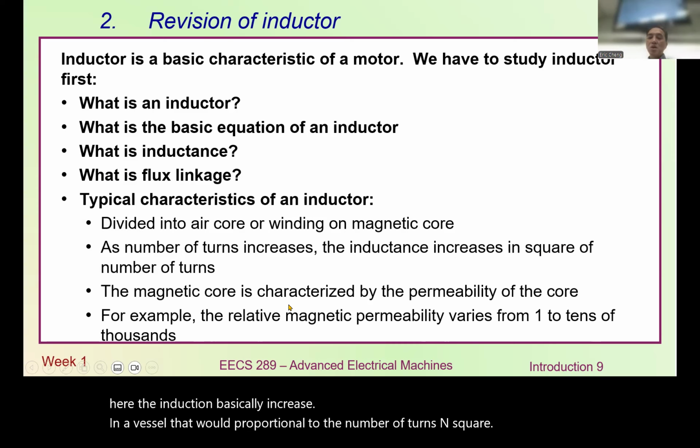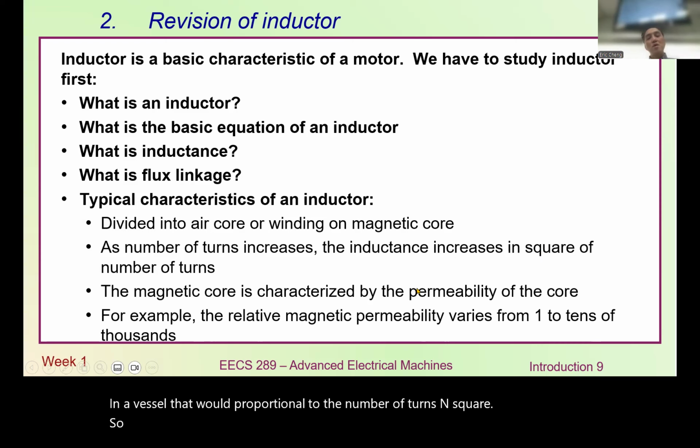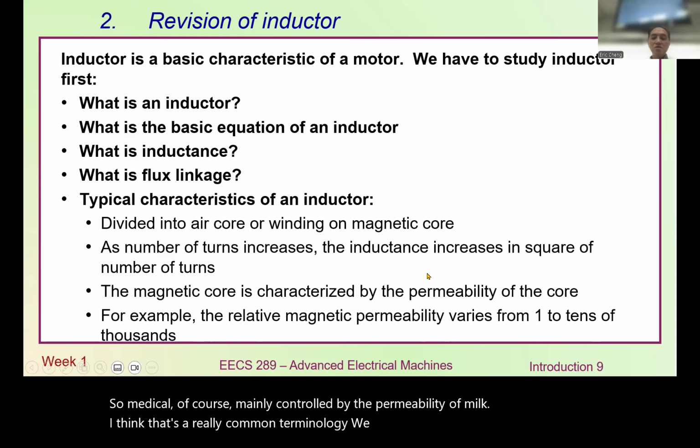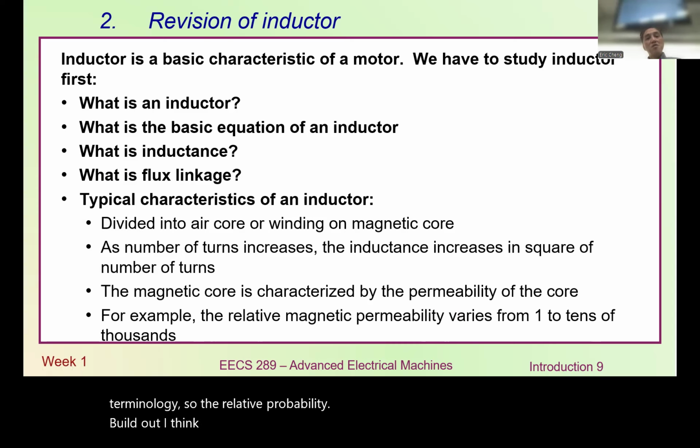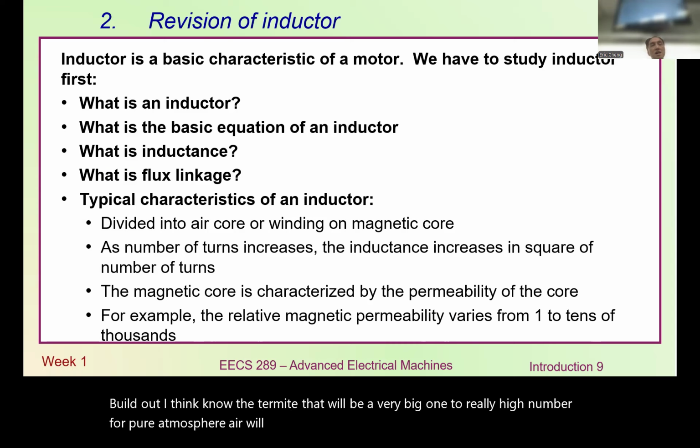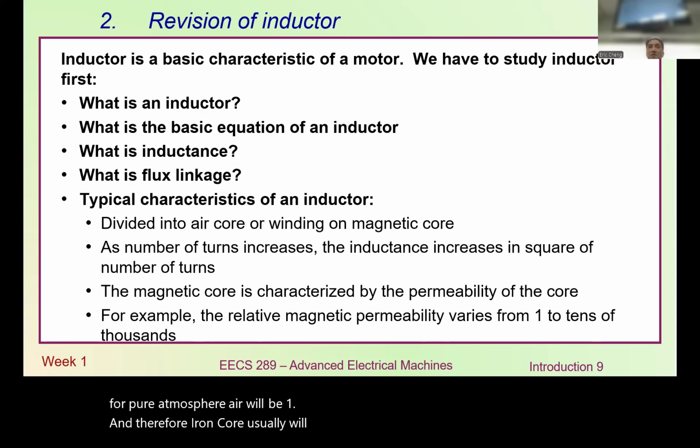The magnetic core is, of course, mainly characterized by the permeability mu. I think that's really common terminology. We use mu naught or mu R. The relative permeability, mu R, I think you also know the term, right? That will vary from 1 to a really high number. For pure atmosphere air it will be 1, and for an iron core it will usually be a few thousand. So that's the common mu R term we understand.